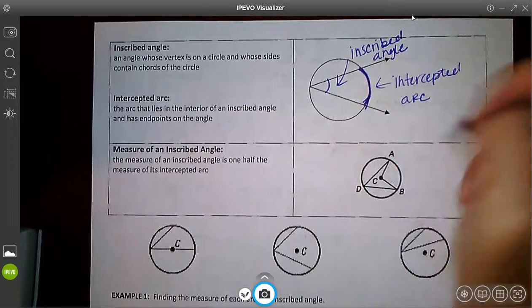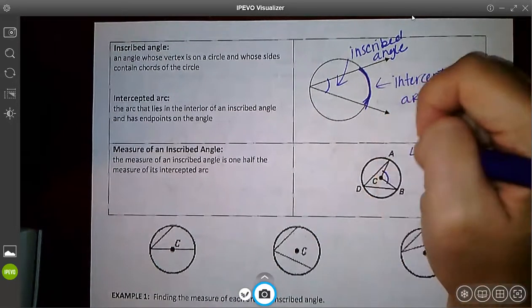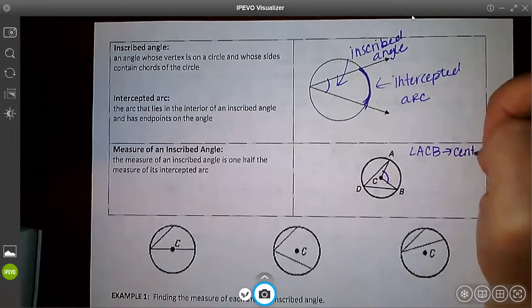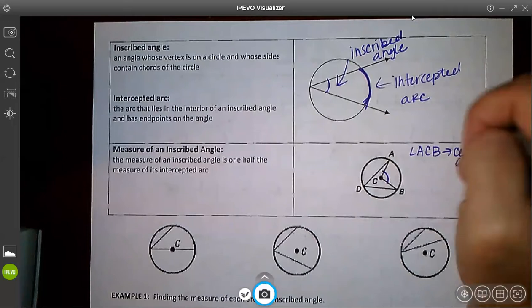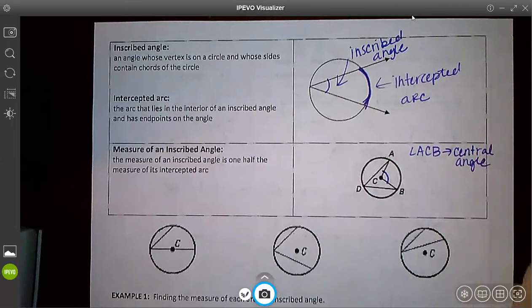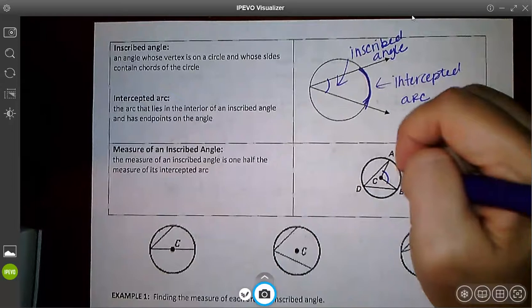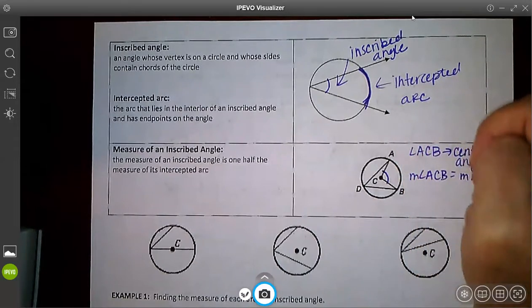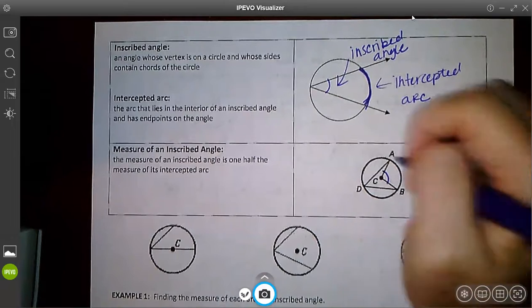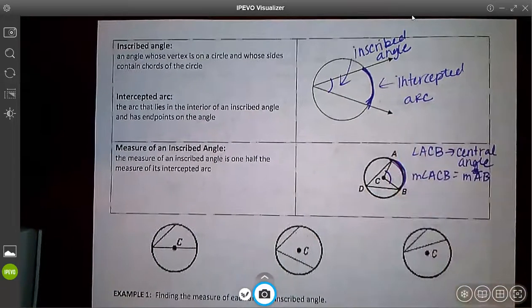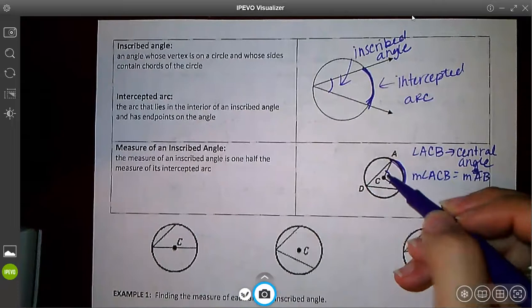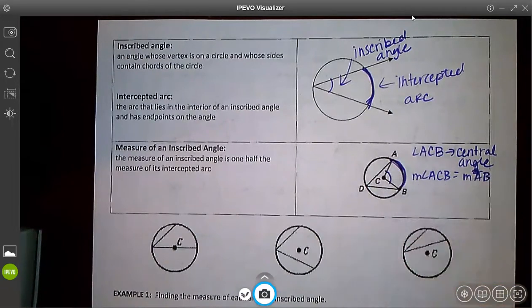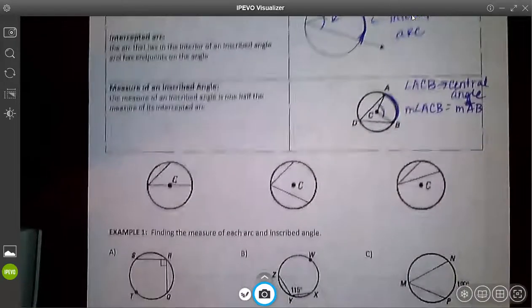This right here, angle ACB, is a central angle, which means its vertex is at the center point. And it is equal to the arc measure. So the measure of angle ACB is equal to the measure of arc AB. Which means this one, ADB, is half of the central angle as well. So that's the only other thing we're looking at today, a central angle.